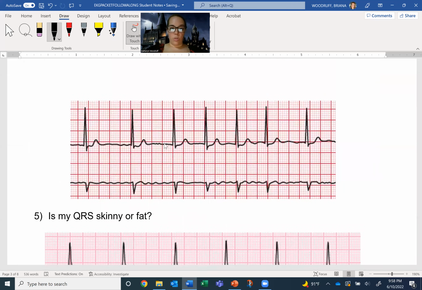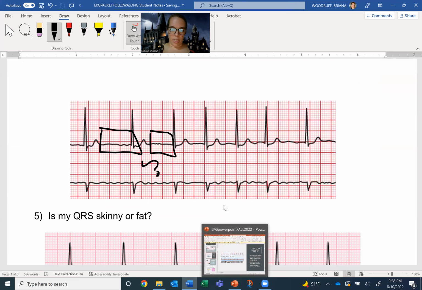With this one too, see how it's just a squiggly line right here? There is no discernible P wave. It's just like a wavy line. This is a beautiful atrial fibrillation, but this is not. I'm gonna put a question mark here. Okay, I make a lot of sound effects, and I'm sorry for that. So this is not a normal rhythm at all. So let's go back to my PowerPoint.